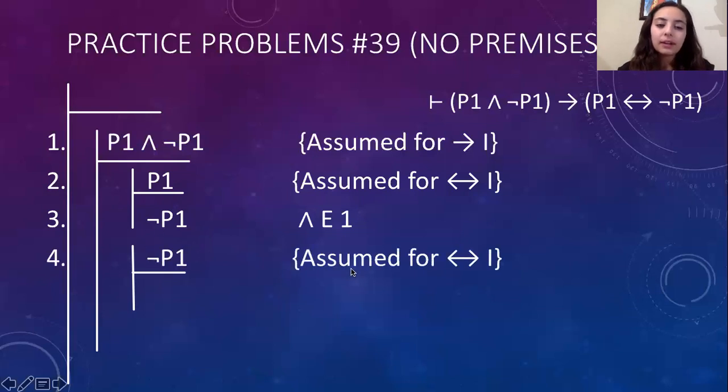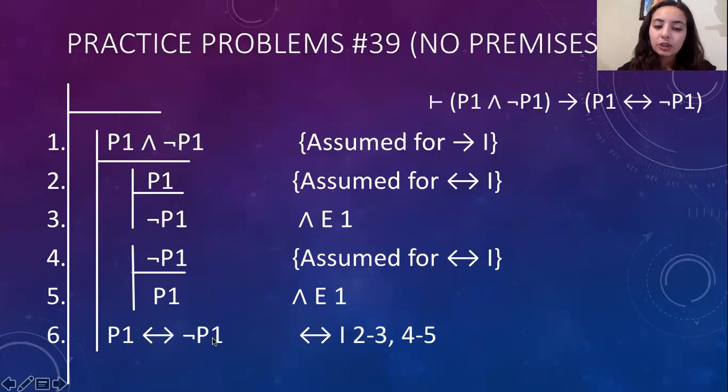So P1 for biconditional introduction, in order to get, so we assume not P1 in order to get P1. I can easily get P1 out through conjunction elimination from line 1. And now I can prove that P1 biconditional not P1. Perfect. So I've got my left-hand side and I've got my right-hand side. Am I done? No, because the problem didn't just ask me to prove this, and I didn't just randomly assume this. No, this is the full thing that I'm trying to prove.